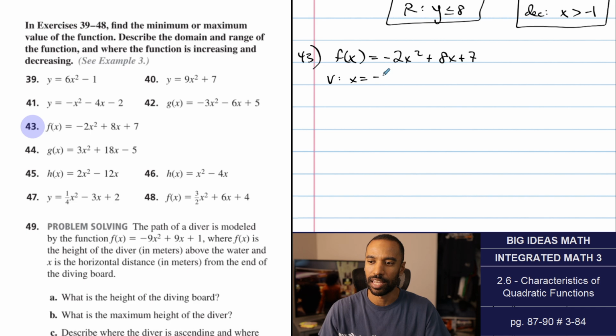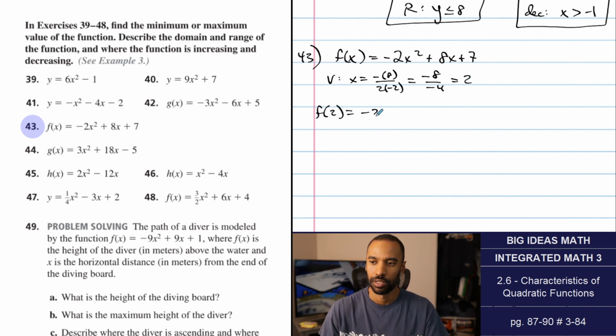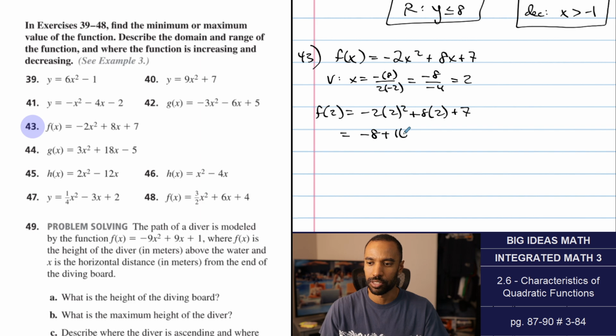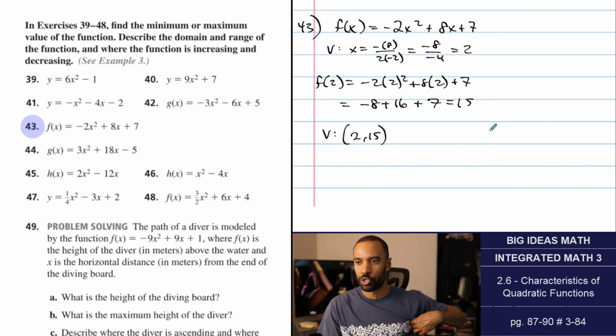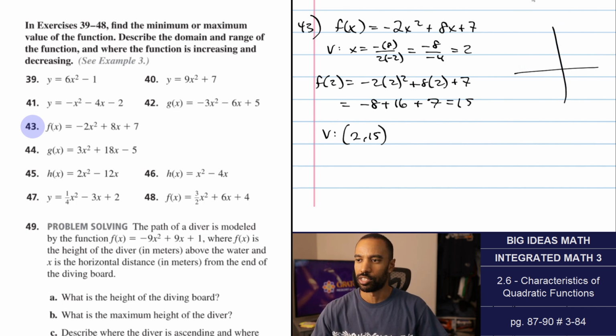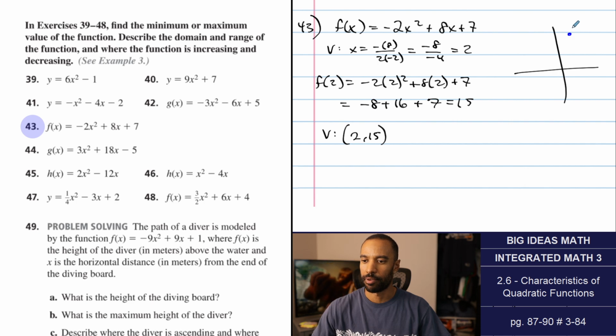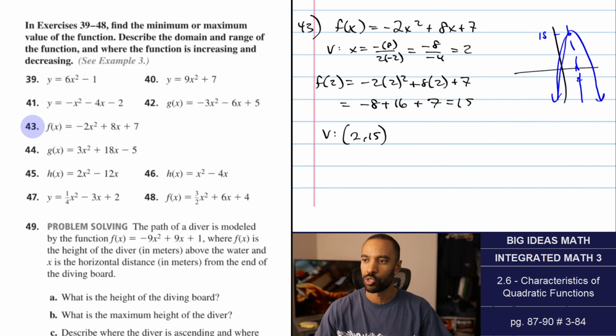So x is negative b over 2a, which is 2. Now we'll take f of 2. And we get negative 8 plus 16, which is 8, plus 7, which is 15. So we get a vertex of 2 comma 15. So one more time with the visual, guys. Last time with the visual, at least if I feel like it's not necessary after that. 2 comma 15 is up there, right? 2 and 15, axis of symmetry doing that. Negative is downward facing. A lot of downward facing graphs recently. Means we have another maximum. We have a maximum of 15, highest point.